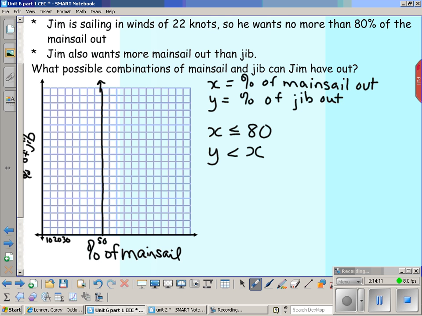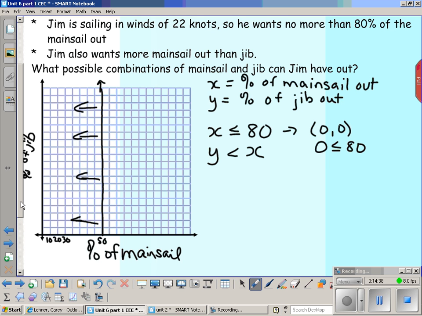So now what we have to determine, would we be shading to the left of that line or to the right of that line? It says X is less than that. So you probably could tell that we're going to shade to the left. But if you're really not sure, use your test point. So if we're putting 0 into the X, is 0 less than or equal to 80? And the answer is yes. So we need to shade in this direction.